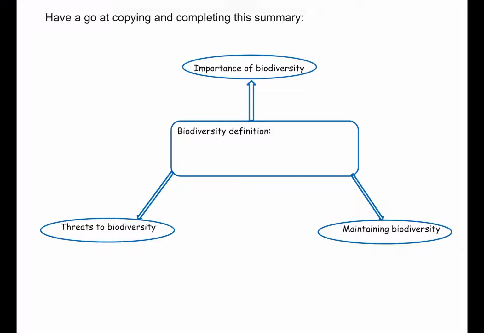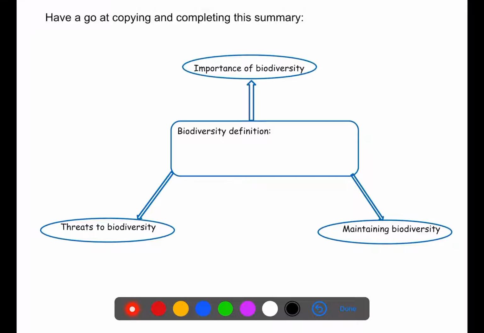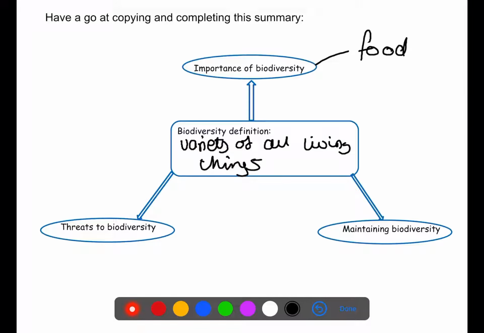In the middle of our summary, we have the biodiversity definition. The definition for biodiversity is the variety of all living things. Why is biodiversity important? Biodiversity is important for food, so that we have a variety of food. It's important for medicine, either current medicines or discoveries.